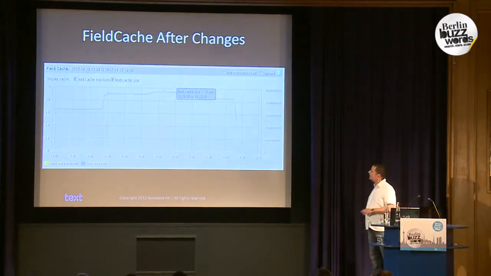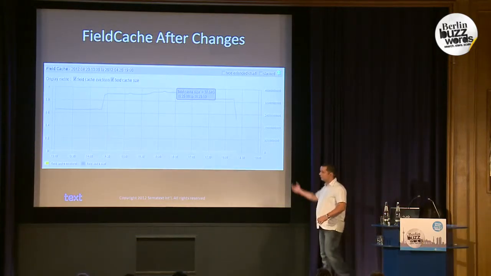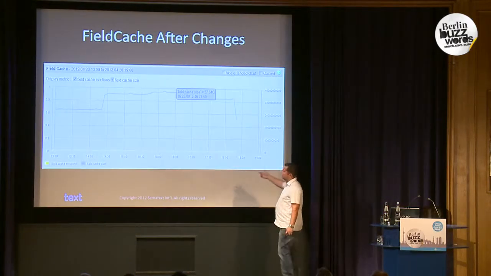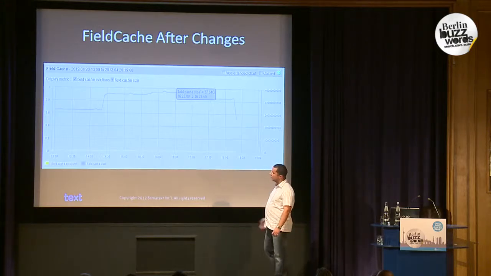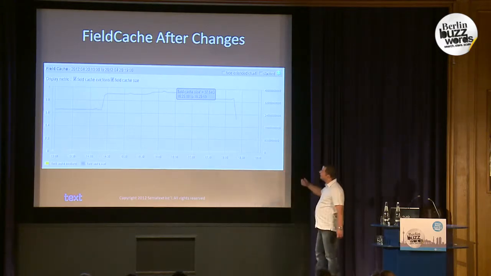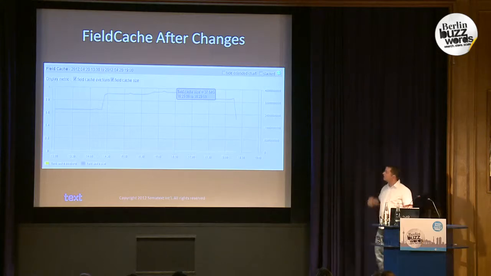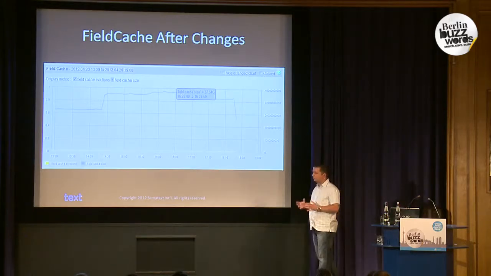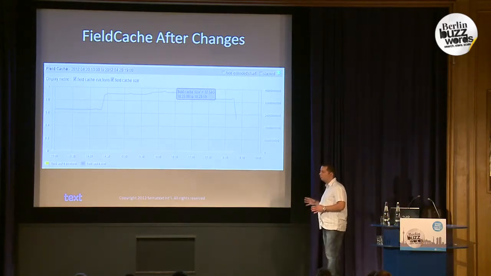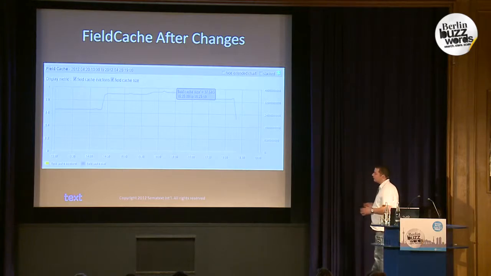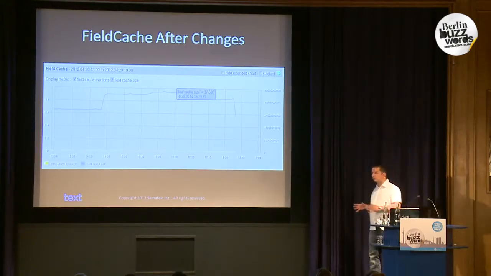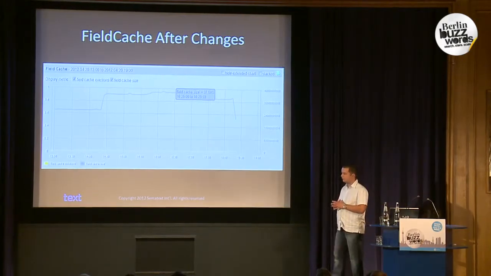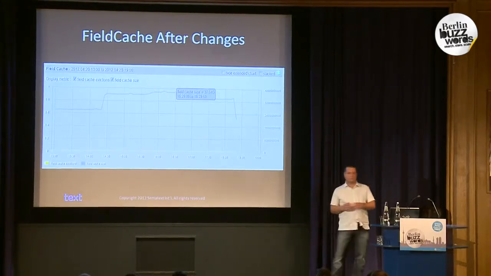That's the other thing. After the changes, you saw in the previous chart that we had a field data cache of nearly 16 gigabytes. After the changes, it was 37. But you have to remember one thing: field data cache is costly to rebuild. You have to know what you are doing to use soft data cache and expiration time. If you want your faceting to be very fast, you need to have resident cache.